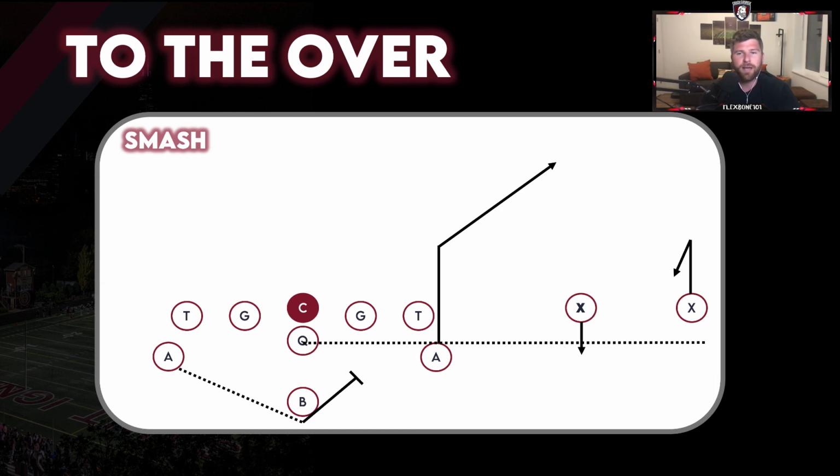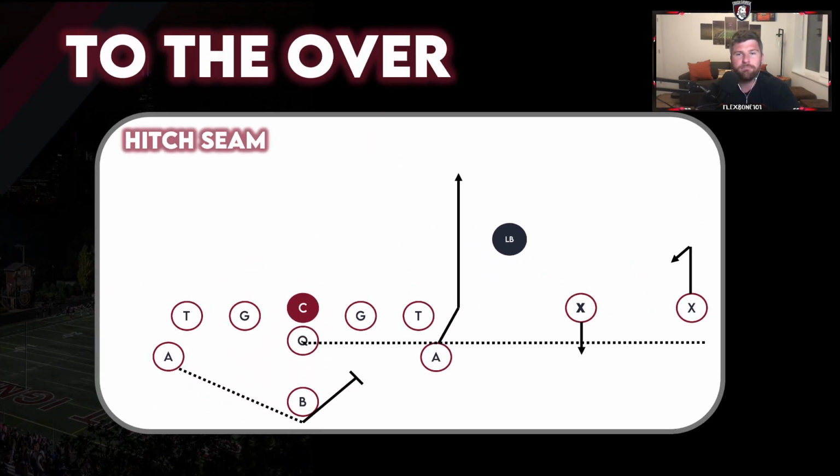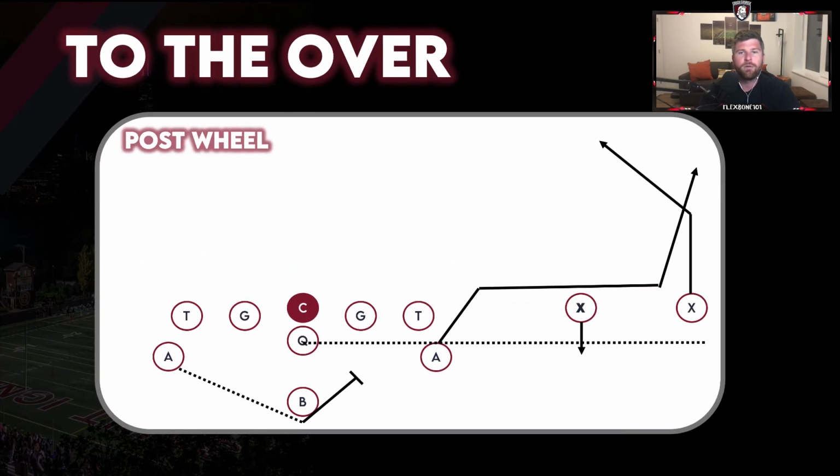So here we have our smash concept, right? Hitch corner. We can run this with a post-post. We can run this with a hitch seam, especially if the linebacker is apexed. We can run my favorite, post wheel. And all this is going to do is put either the corner that's over or the apexed linebacker in a position with one more thing to pay attention to, right? So if the linebacker here is paying attention to this bubble, it might make your wheel route wide open.